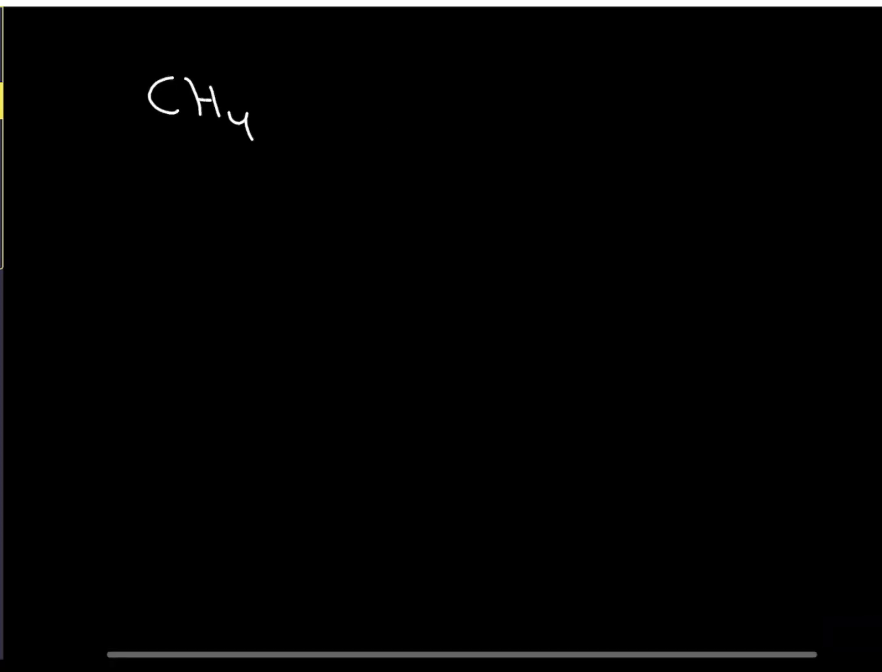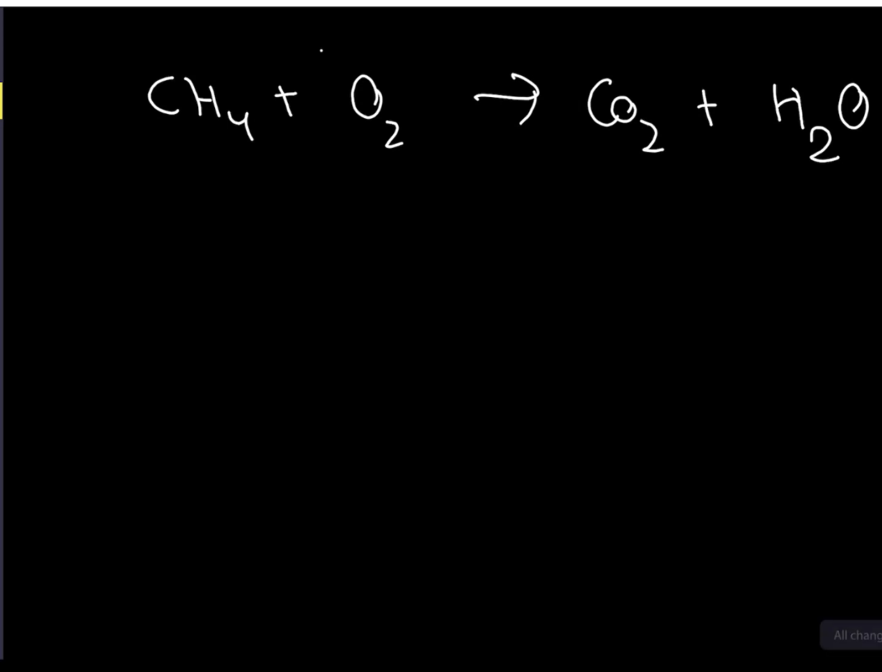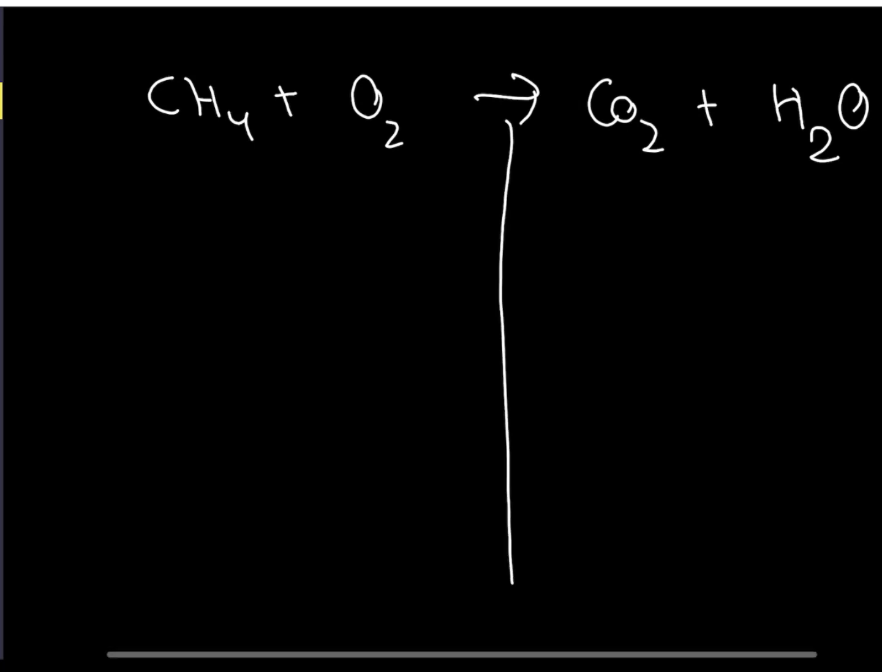Say we have CH4 plus O2. It's going to be carbon dioxide and water. And this is going to be a combustion reaction, but once again, that's another heads up for what we're going to be learning later. And let's create this chart.